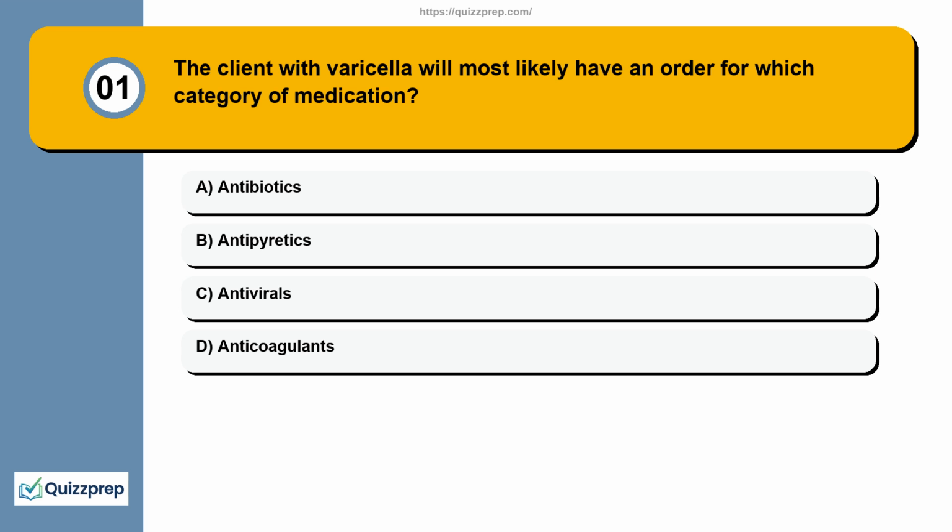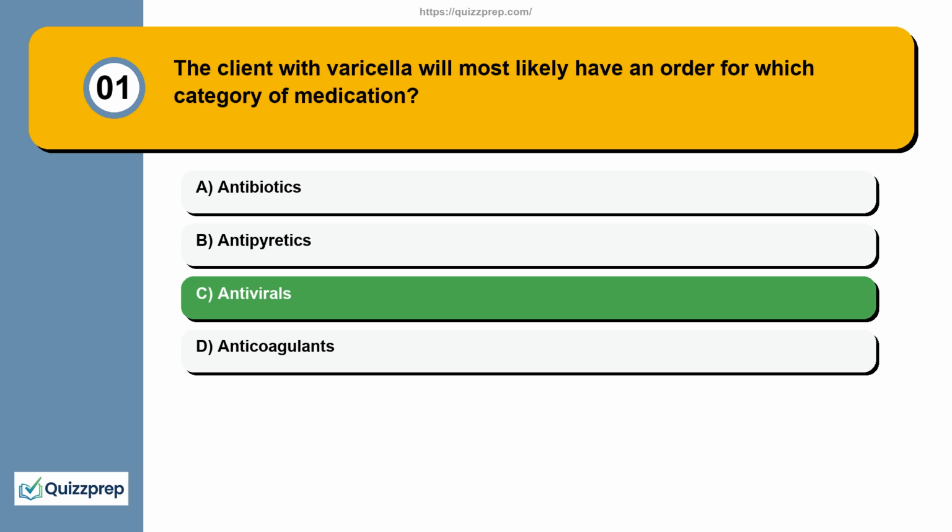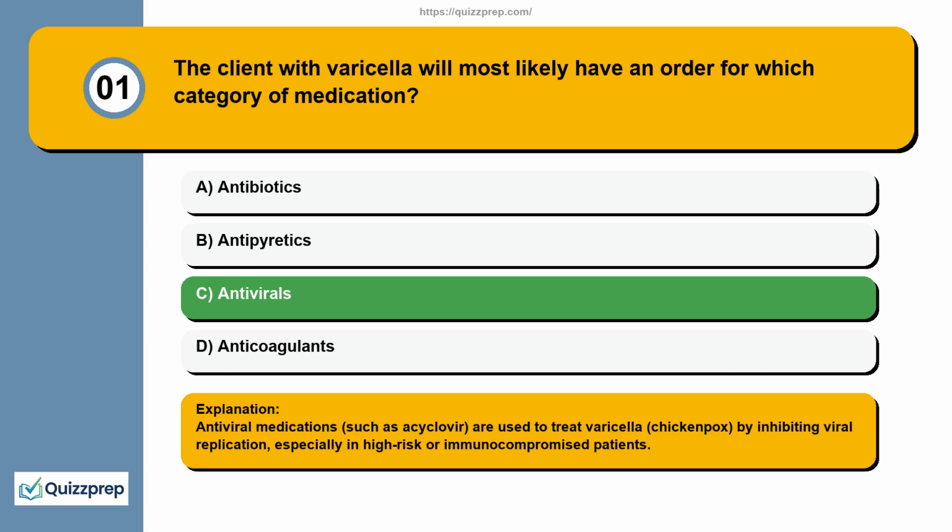Question 1. The client with varicella will most likely have an order for which category of medication? Antibiotics, antipyretics, antivirals, anticoagulants. Antiviral medications, such as acyclovir, are used to treat varicella, chickenpox, by inhibiting viral replication, especially in high-risk or immunocompromised patients.